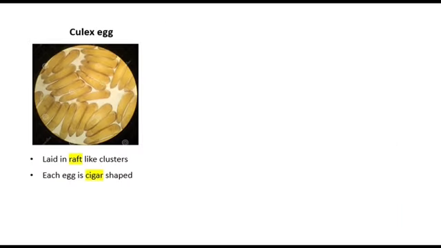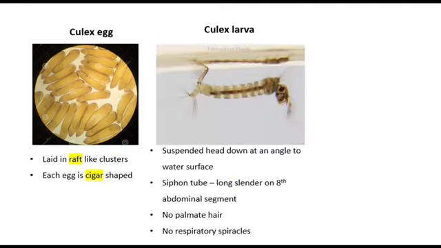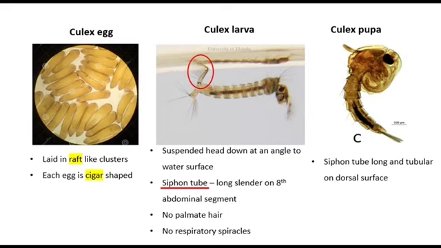Culex eggs are laid in raft-like clusters. Each egg is cigar-shaped. The Culex larva is suspended at an angle with head downwards. It has a siphon tube which is long and slender on the eighth abdominal segment, but there is no palmate hair and no respiratory spiracles. The Culex pupa has a siphon tube which is long and tubular on the dorsal surface.